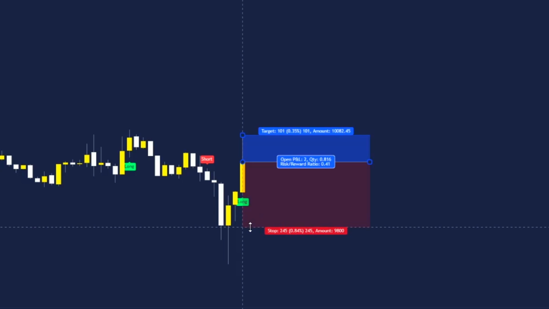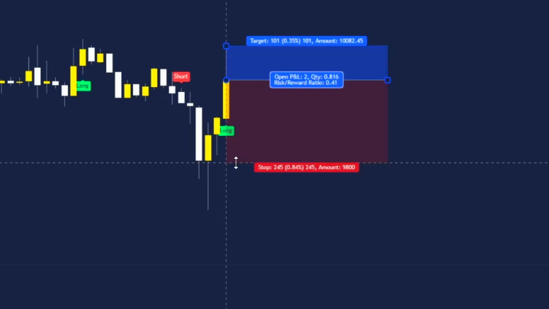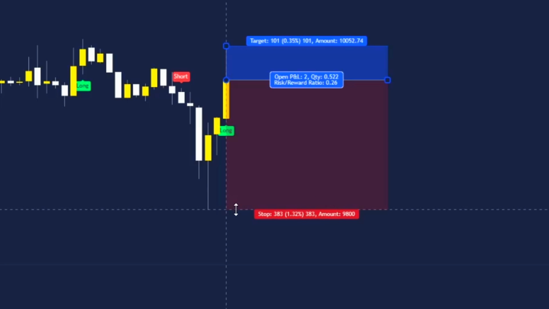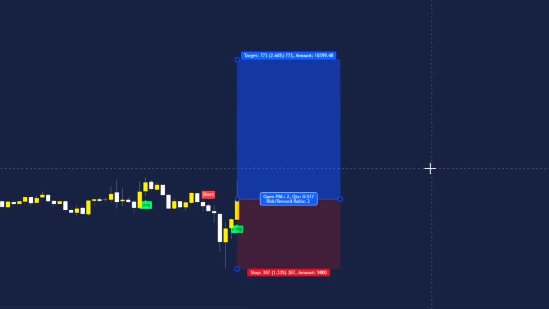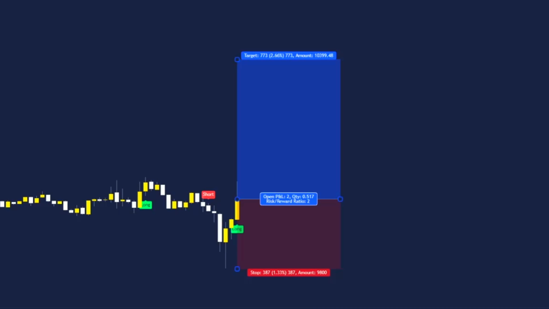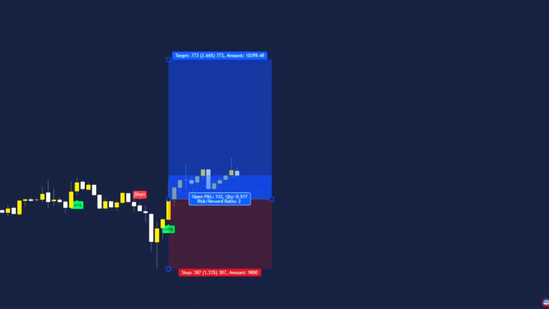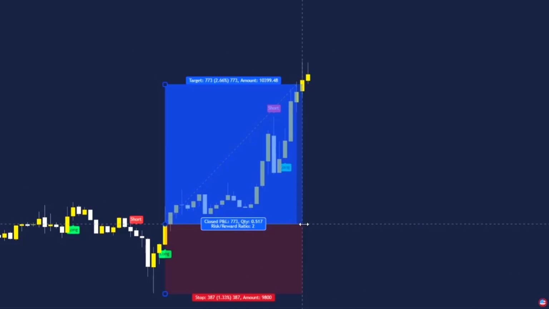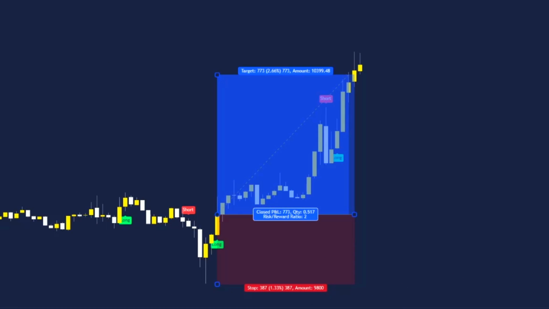It is completely up to you whether you put your stop loss at the point at which the candles actually close or the wicks. Personally, I would recommend having a variation on that rule. If you're trading the market after news, the wicks may be absolutely huge, and it will be very unlikely that your trade will actually hit a 2 risk to reward if your stop loss is just too large. But if the wicks are average to small, then your probability increases of hitting those take profits. And there we go, our trade has hit our take profit.